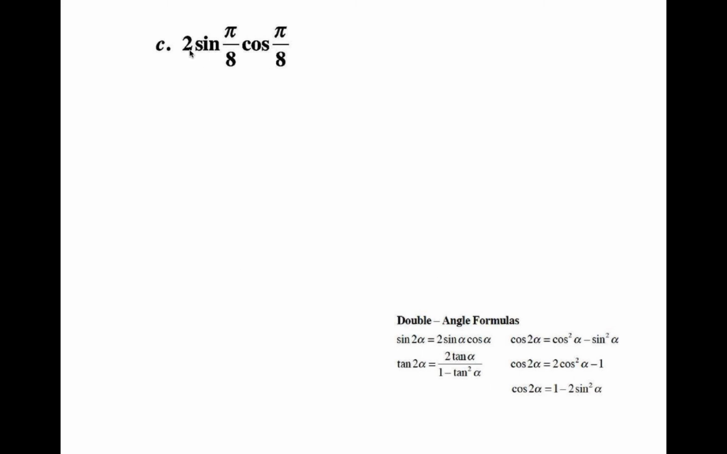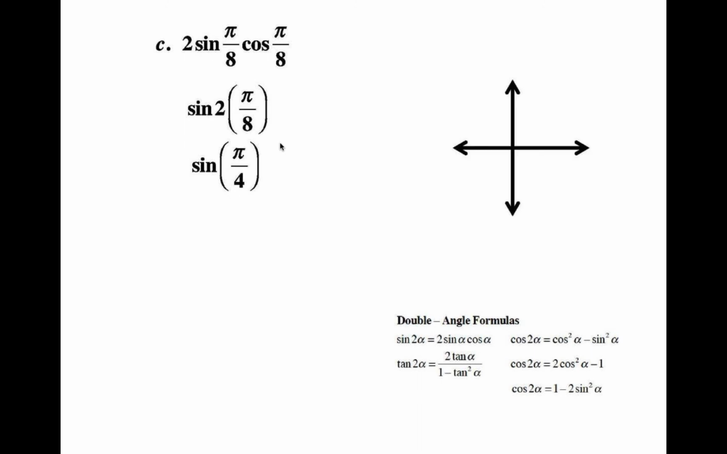All right, for this one, it's 2 sine cosine. That pattern is this one, 2 sine cosine. So we're doing the double angle formula for sine. So it's the sine of 2 times pi over 8. Well, 2 goes into 8 4 times, so it's actually the sine of pi over 4. So that's less than half a pi, so it's in quadrant 1, where this is pi over 4.